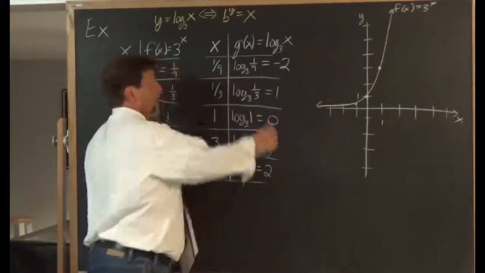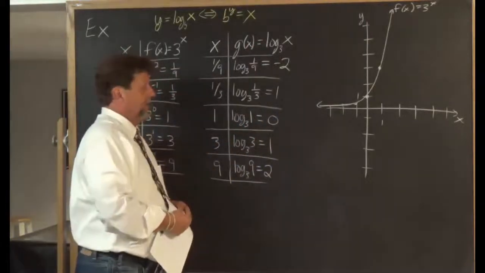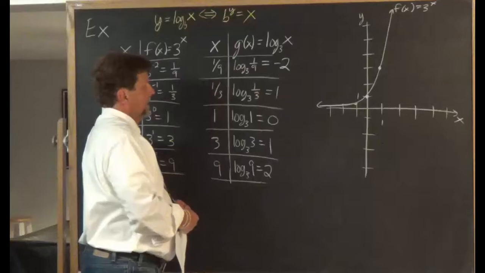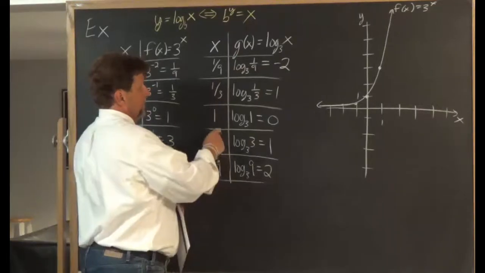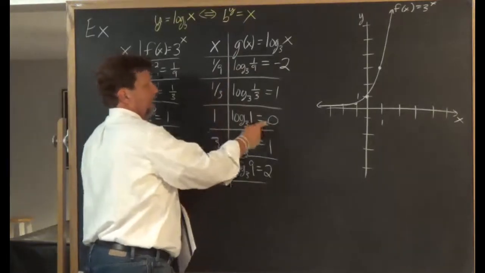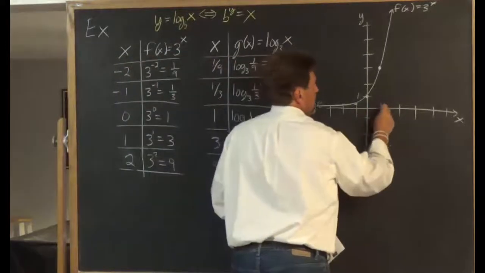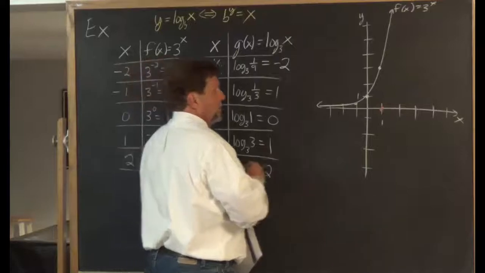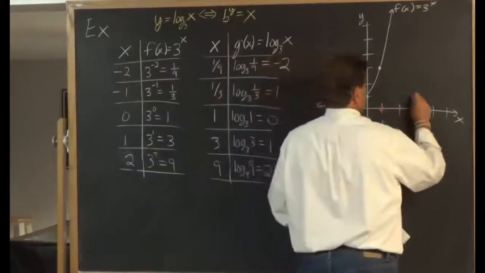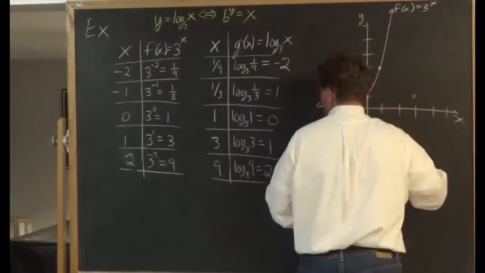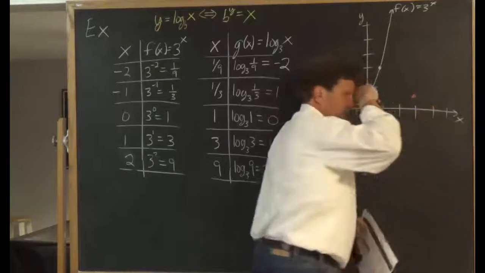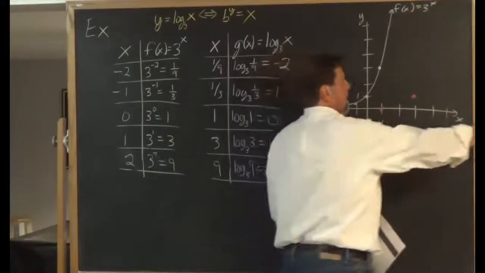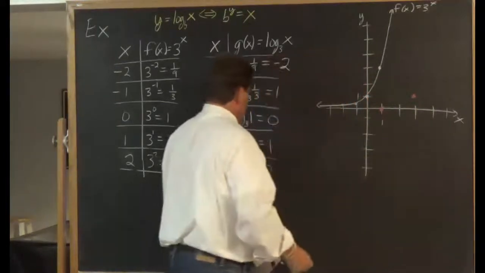Okay, so now let's graph log base 3 of x. Let me start with this one. When x is 1, y is 0. So let me plot that point. When x is 3, y is 1. When x is 9, well, that's off my board, but when x is 9, y would be 2.